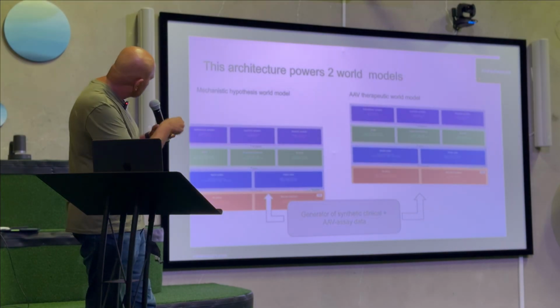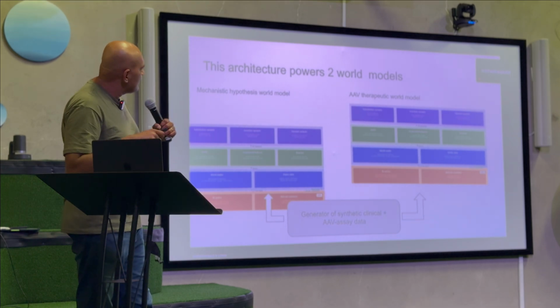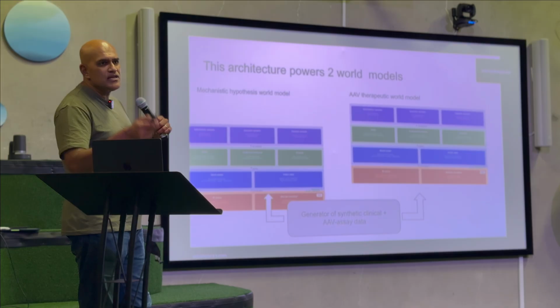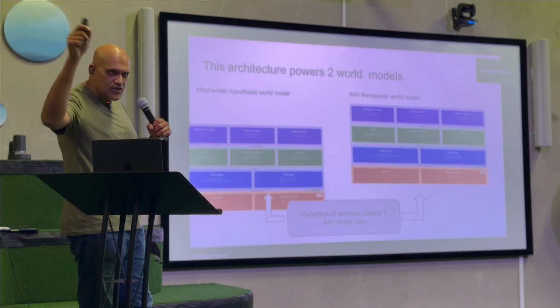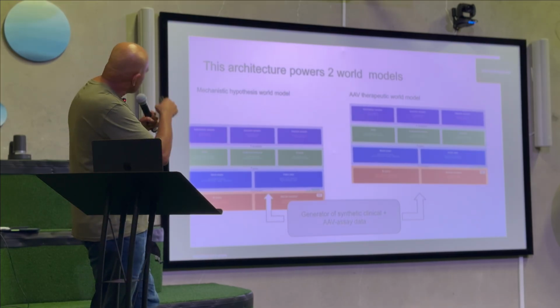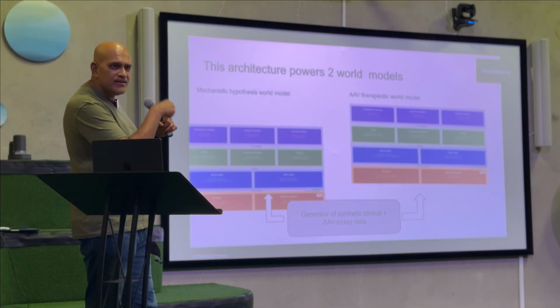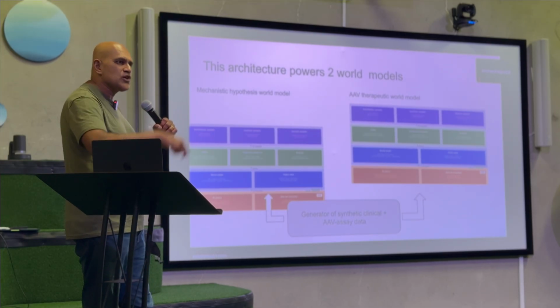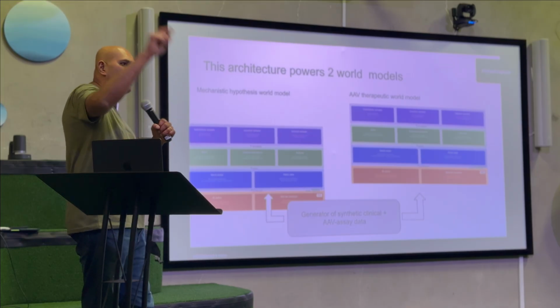And so this powers two world models. One is an AAV-based therapeutics world model. That's a combination of data and protein models that are combining to make the predictions of AAV therapeutics. And the other side is a world model to generate the mechanistic hypotheses. These are all the data and models used to provide the chain of evidence from the pathogenic variant all the way to the observed phenotype.